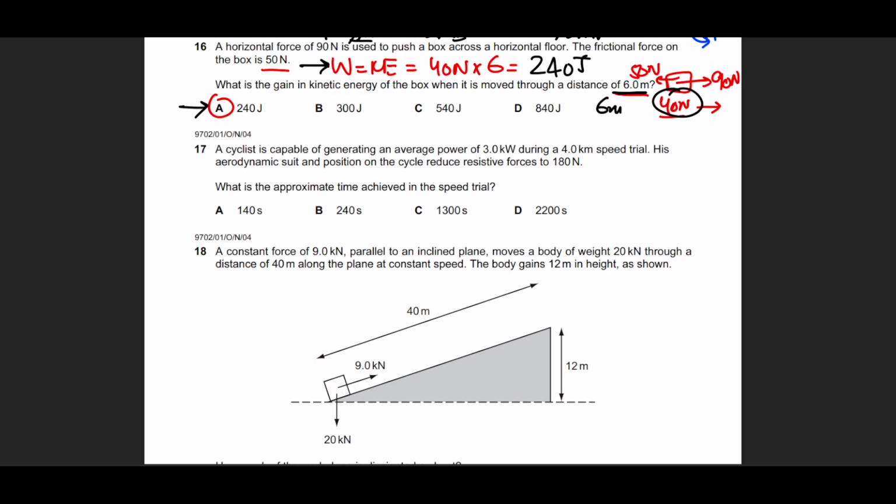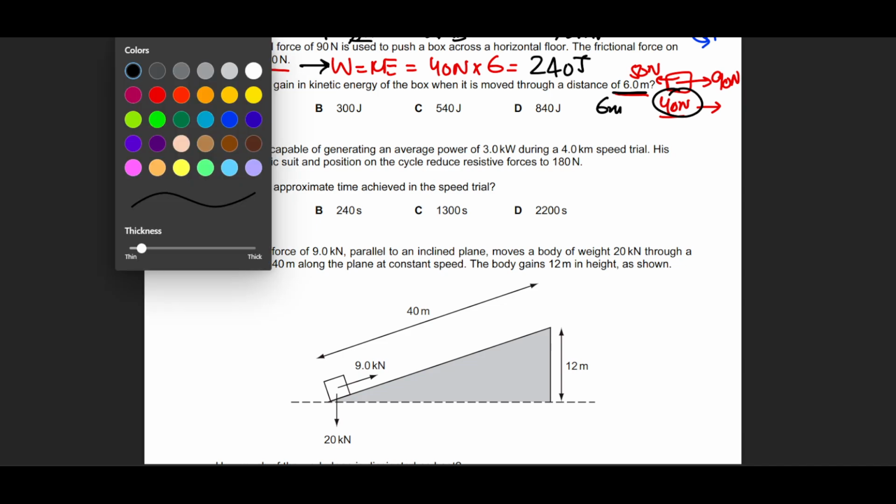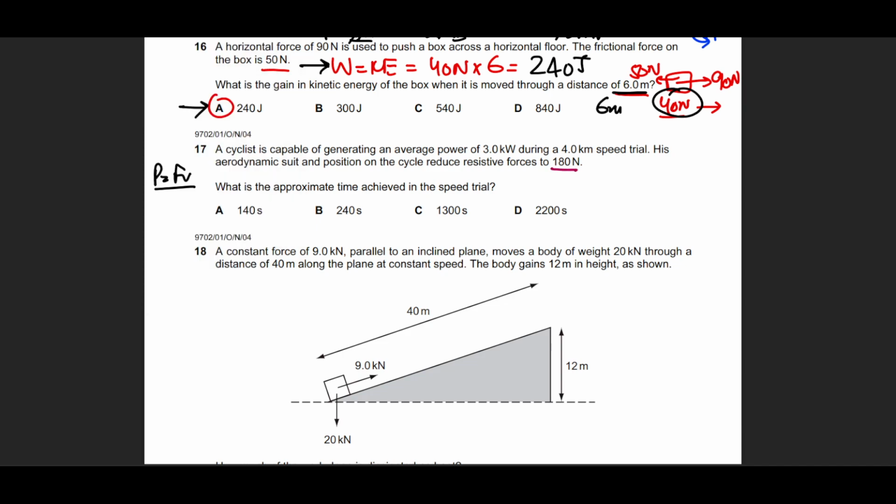Then we move to question number 7. Again, this is where we use the formula P equals FV. Notice carefully what it mentions. There is a resistive force of 180, and he's moving at a constant speed and generating a power of 3 kilowatts, and moves a distance of this much. How do you find this? The resistive force and the driving force will be equal because the speed is constant. So P equals FV: the power is 3 kilowatts, so this will be 3000 watts. F is 180 and this is V. V comes out as a fractional answer, 16.6 meters per second.